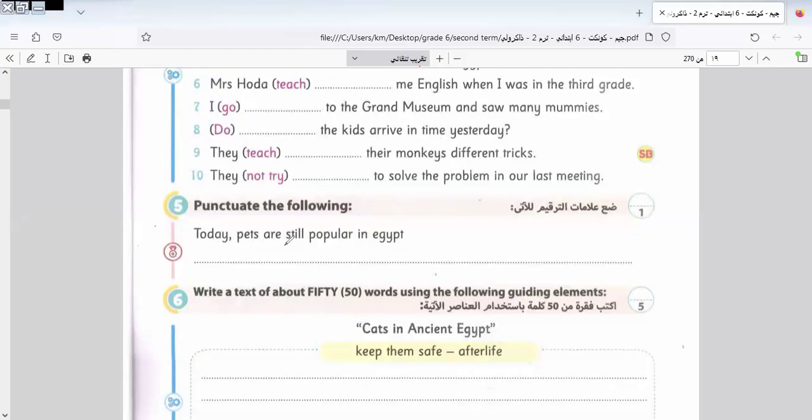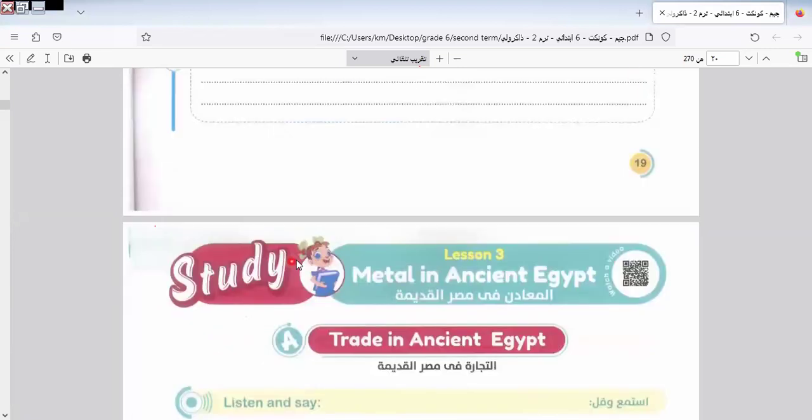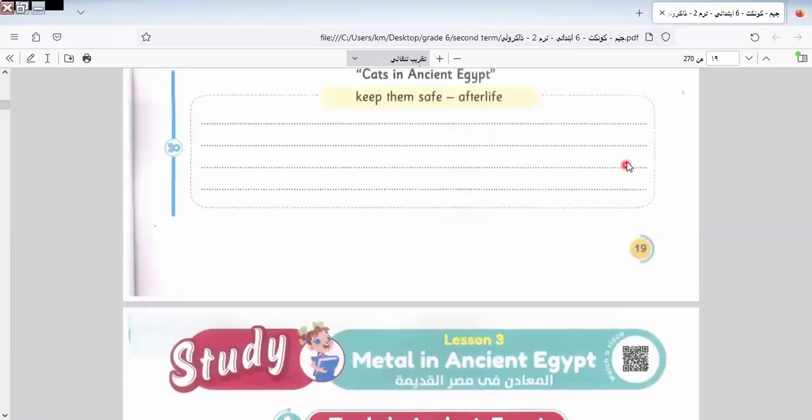Here we have: today pets are still popular in Egypt. What is wrong in this sentence? Egypt must be written in a capital letter. So I replace the small letter with a capital letter, and I put a full stop at the end of the sentence. Okay. Today I stop here on lesson 2. In the next class we will take lesson 3 and lesson 4, and we end the unit.